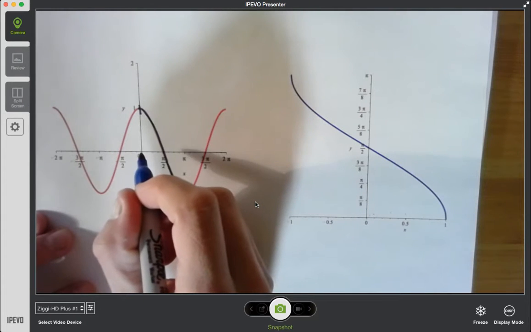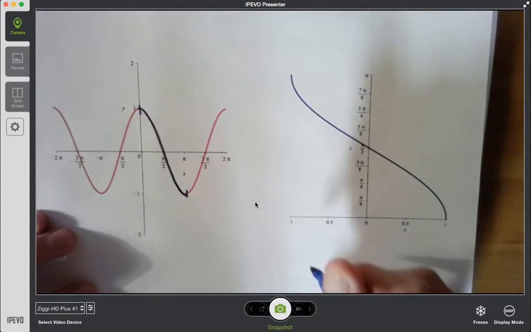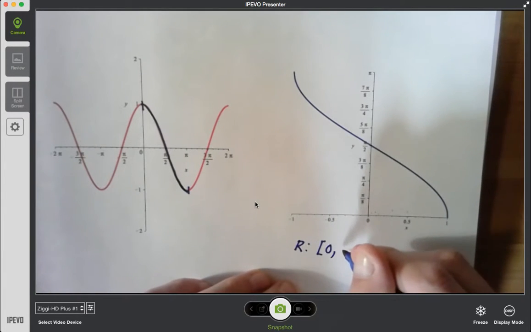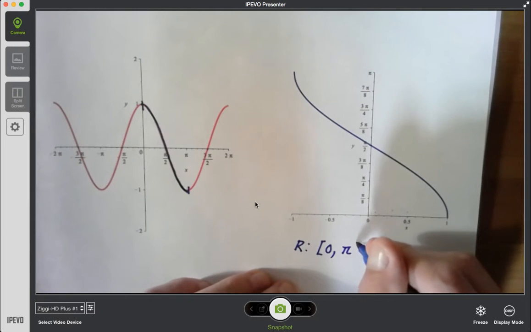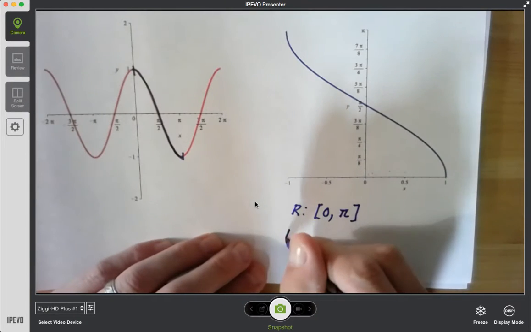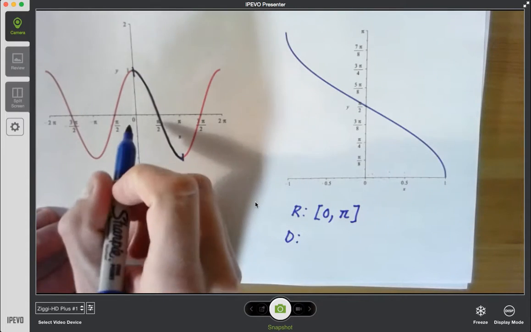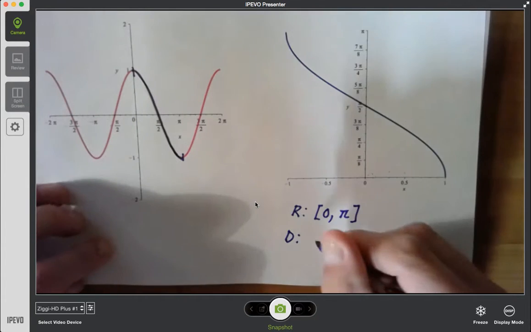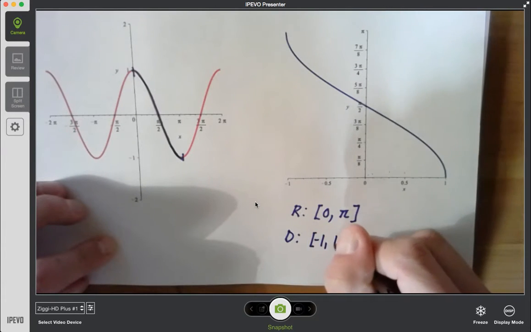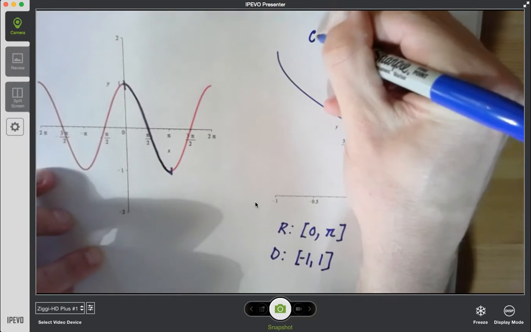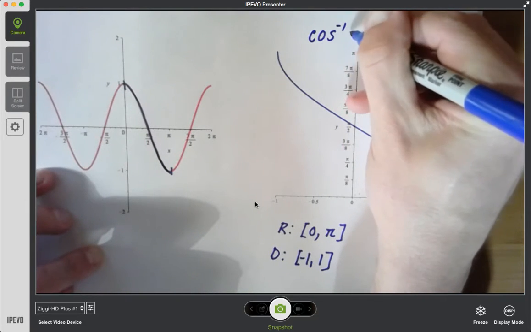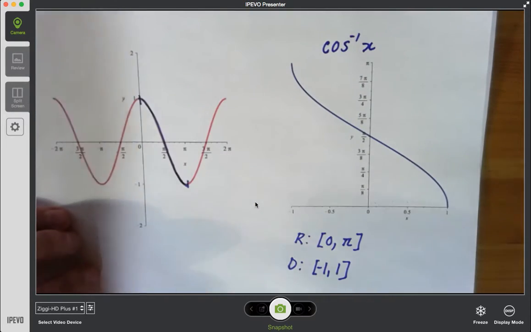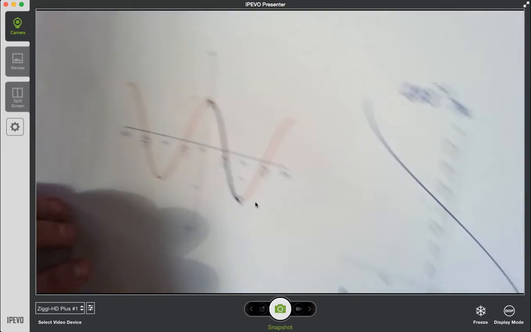Now, if the domain of the restriction is from 0 to pi, that is the range of inverse cosine. So from 0 to pi is your range. Your domain is the y value, so we go from -1 to 1. Same thing here, -1 to 1 is your domain. We write inverse cosine like this, cosine inverse of x. Again, when you have inverse cosine, we're looking for angle measures instead of coordinates now, and that goes for all inverse trig.